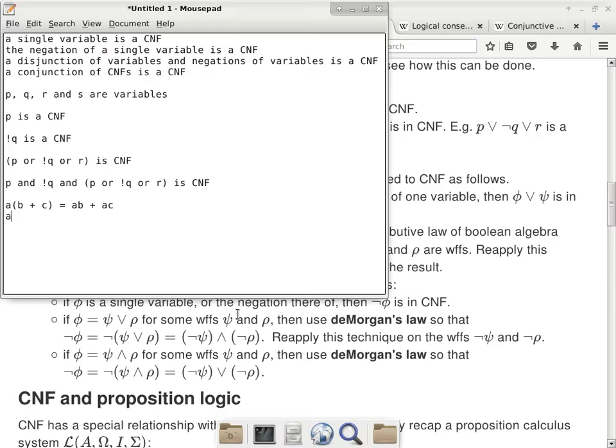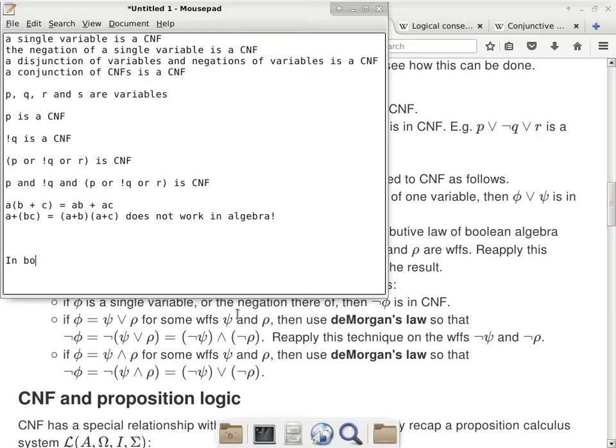Okay, but in arithmetic, this doesn't work. If I have a plus b times c, I cannot convert this into a plus b times a plus c. It does not work in normal algebra. Is that okay? Does everybody agree that in algebra, distribution only works in one way but not the other? But in Boolean algebra, it works in both directions.